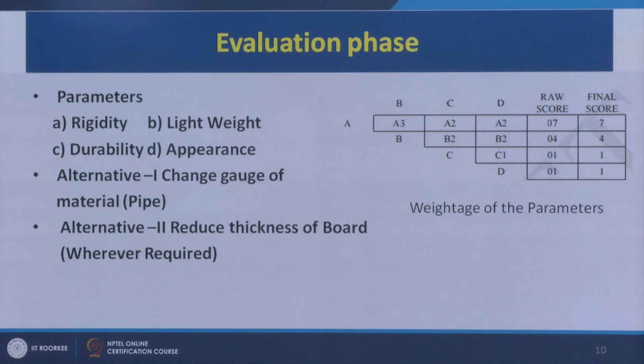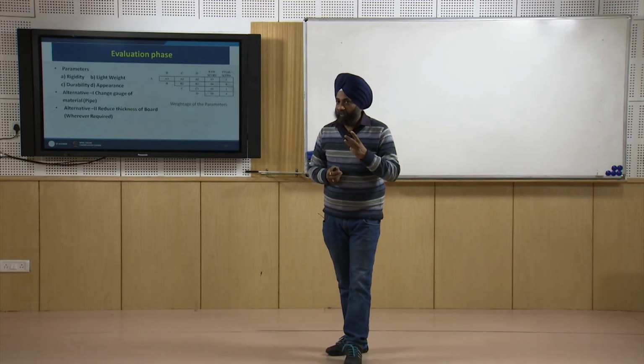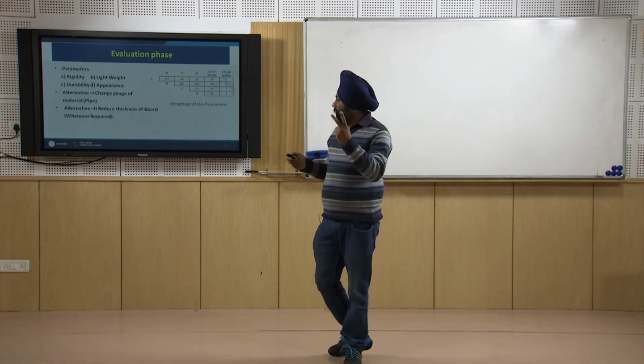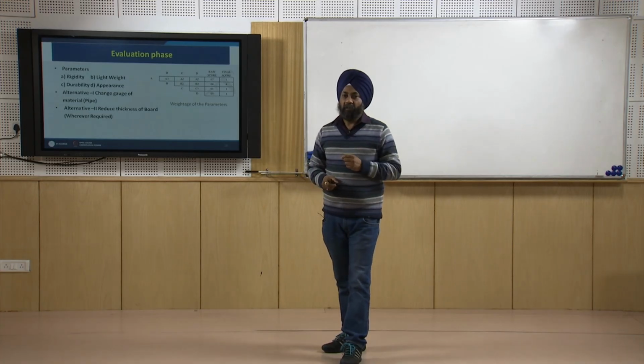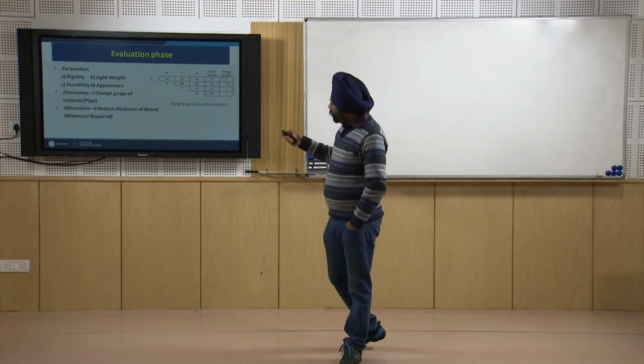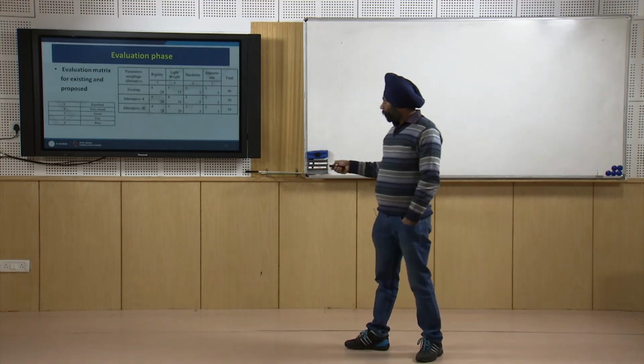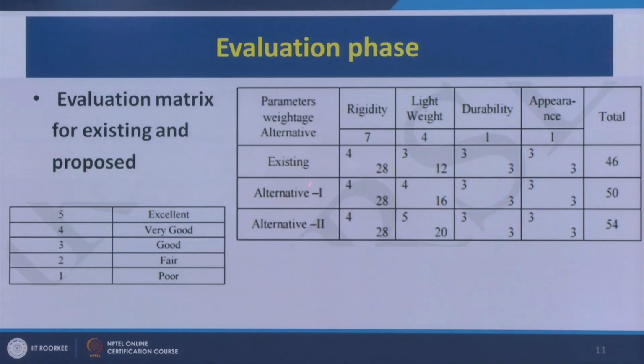This way we can calculate the final score or the weightage of the various parameters, and then we will compare them. We have four parameters, and we have to compare three designs. One is the existing design, second is the design with a different gauge pipe, and third is the design with the reduced thickness of the board. So these three we have to compare. Now let us see the three designs here.